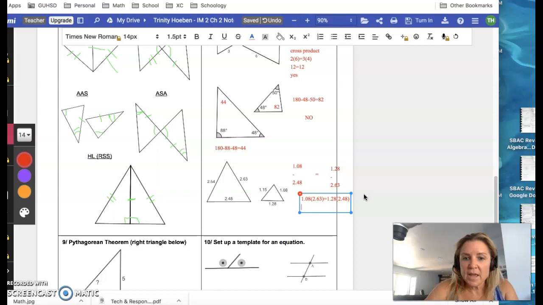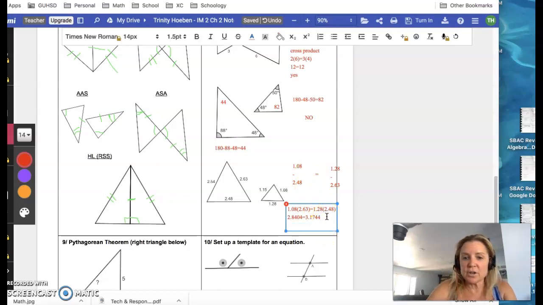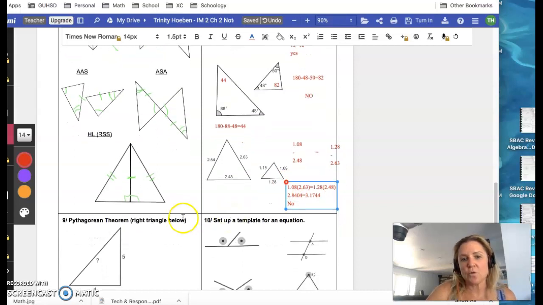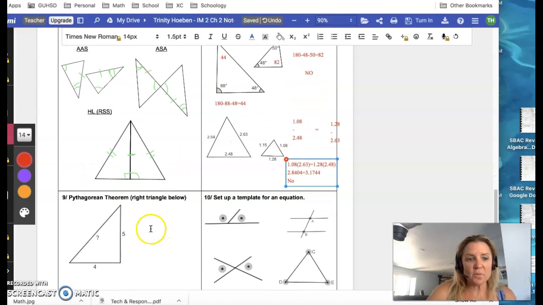parentheses there, and grab my calculator, and I get 2.8404 on the left, and I get 3.1744 on the right. And I say, that's obviously not the same. So, are they similar? No, they do not have the same ratio. So we say no, they are not similar triangles. All right, question number 9.